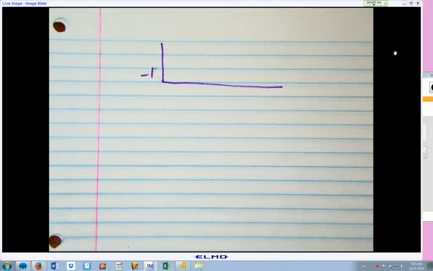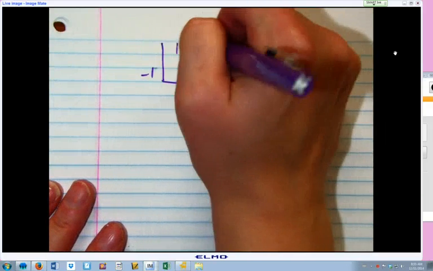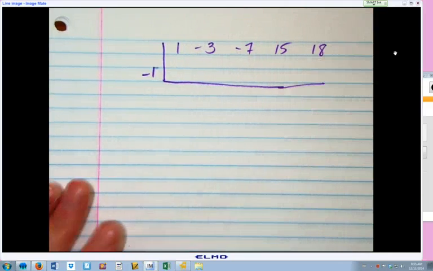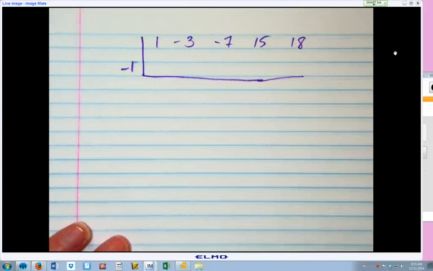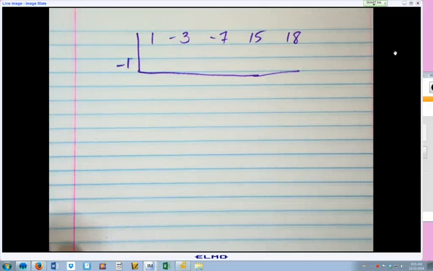Okay, step 2. What do we do now that we found a factor? Okay, minus 1 on the outside. Inside the division. What are the 2 things we check for? Order and missing terms. Do we have the correct order? Are we missing anything in between? Okay. Try the synthetic division.